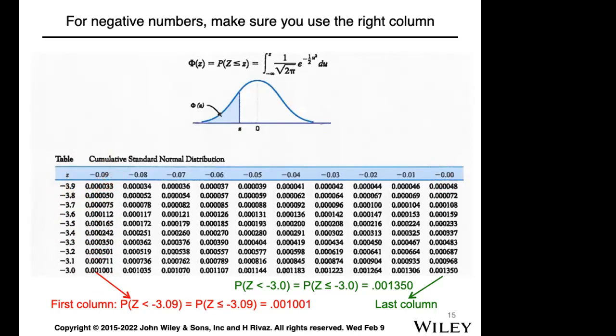So if I show you some numbers, this number, for example, 0.0013, that's the probability of Z less than -3, right? So if you want to calculate the probability of Z less than -3, you shouldn't look at the first column. You should look at the last column, right? Similarly, if you want the probability of Z less than -3.2, you shouldn't look at the first column. You should look at the last column, right? And the reason for that is that these numbers are increasing. So that's why they had to write it like this.